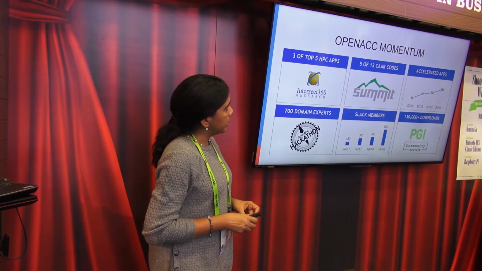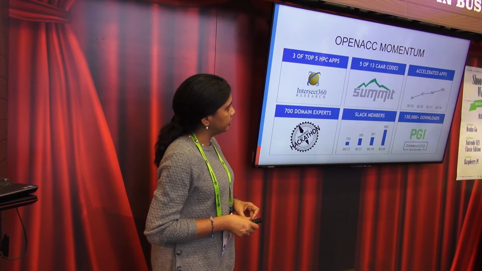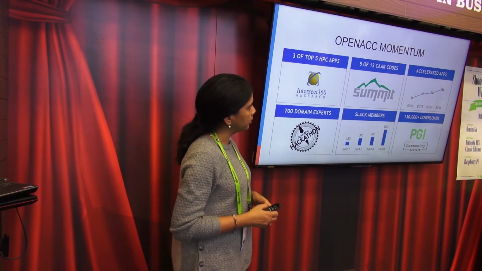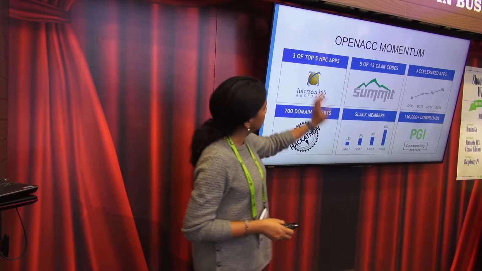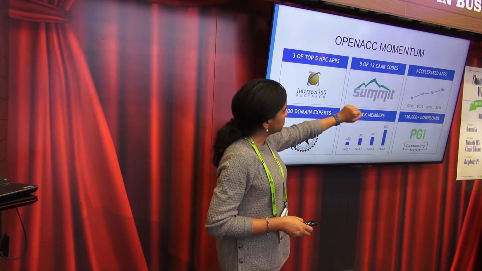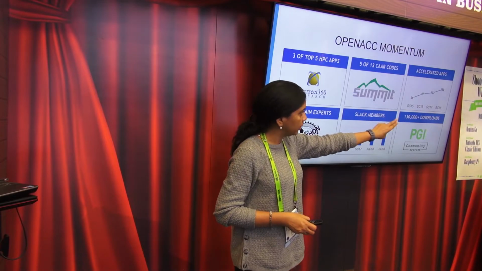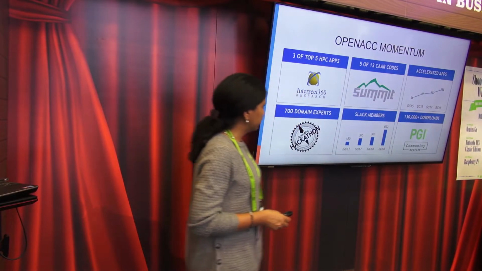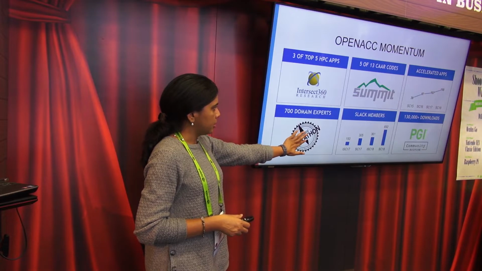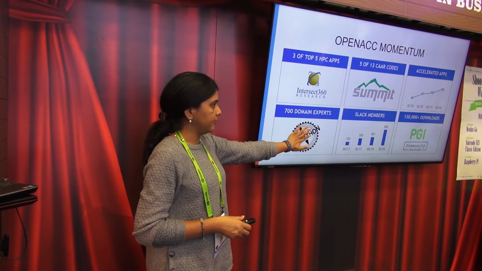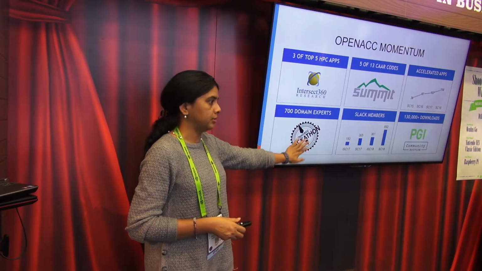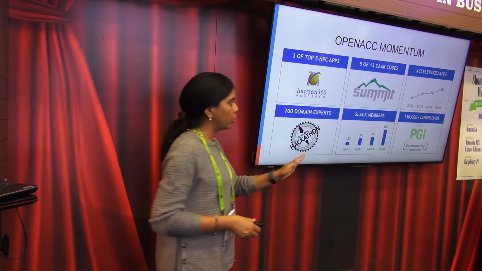And this is a slide that shows you the different things that are happening with OpenACC. For example, 3 of the top 5 HPC applications, 5 of 13 CAR codes. The number of accelerated applications has grown over the past 3-4 years. And this particular box here is about the OLCF flagship GPU hackathons that have happened over a period of time over the past few years across the continent.